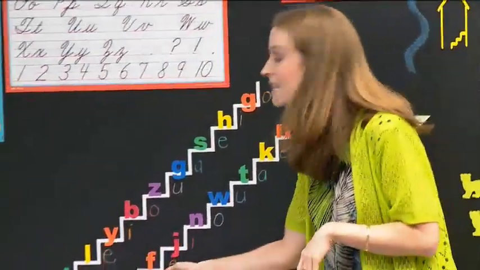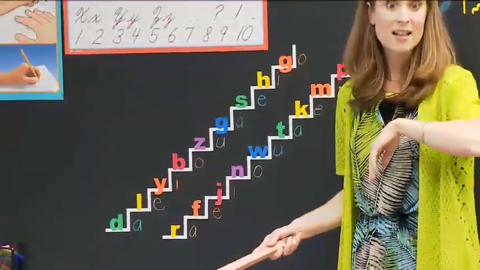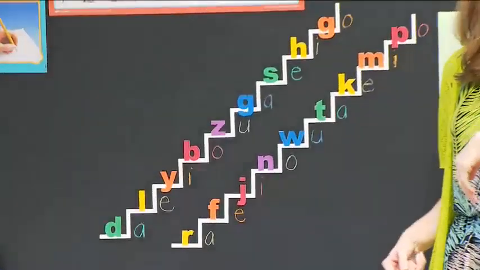Now, our vowel is at the end. We have what is it? A blend. It is the blend. Thank you, Jacelyn and Willow.